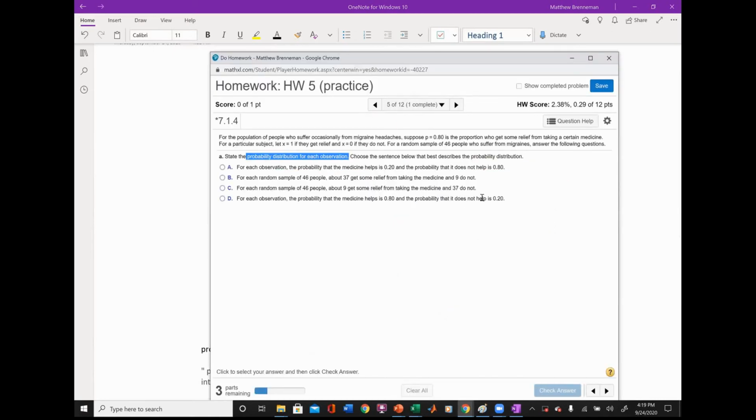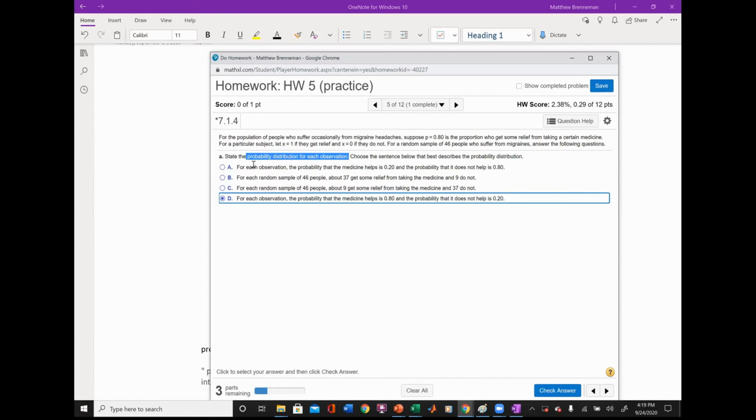So we're given that information. We're told that there's an 80% chance a randomly chosen person will get some relief from taking the medication. Now, in some of these problems, there's some distractors. So notice that in my B and C, and these might be different choices for you, they're talking about the number of people from the sample. That's not relevant. We're interested in the individual. So it can only be A and D.